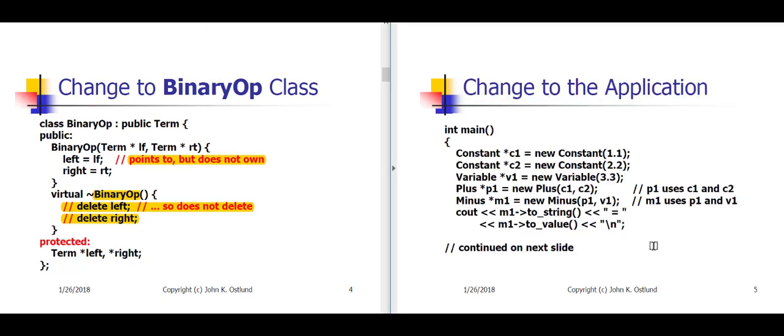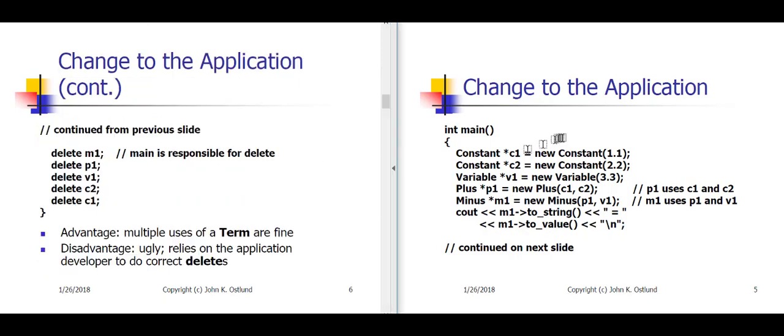Our application then looks like this on slide 5 and slide 6. We're creating a very simple arithmetic expression here involving 5 terms, 2 constants, 1 variable, 1 plus, and 1 minus. And we're then displaying the string representation and the value of that arithmetic expression.